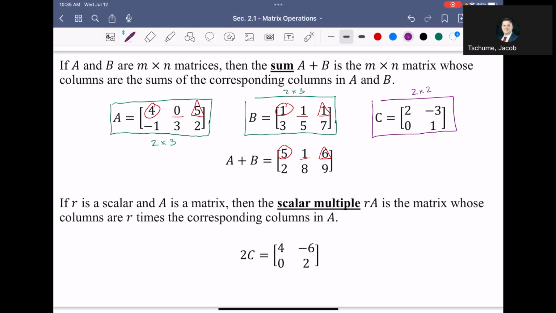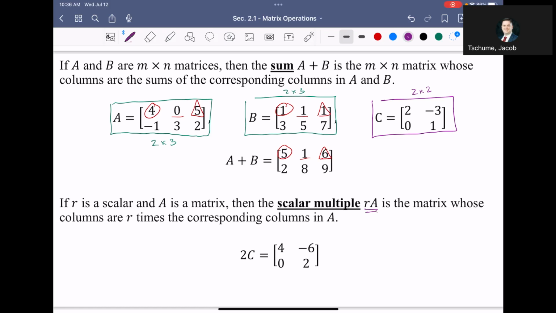The second basic operation when it comes to matrix operations is scalar multiplication. We saw this with vectors back in chapter 1, and it's very similar here. If you have a scalar, and this chapter calls it r, they changed from c for some reason, and you have a matrix, then the scalar multiple of a matrix, which they call rA, is the matrix whose columns are r times the corresponding columns in A.